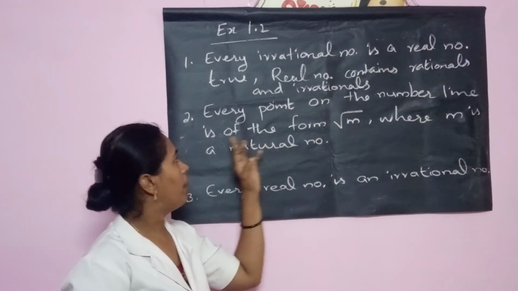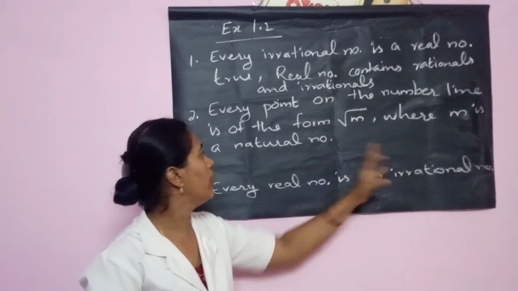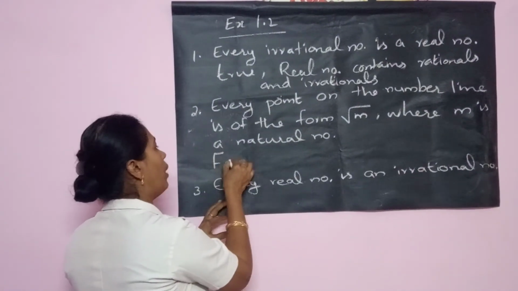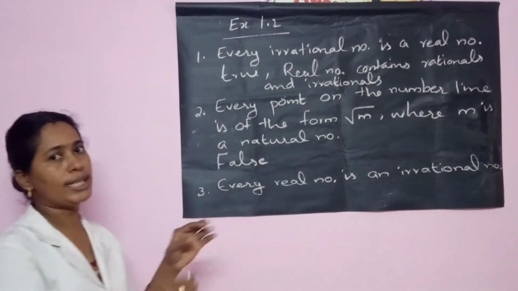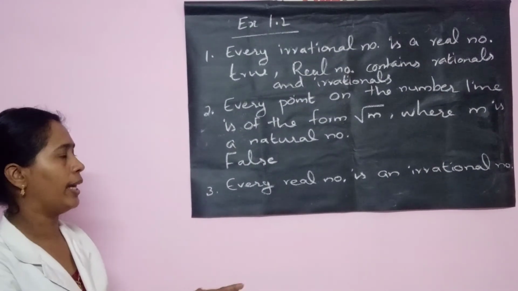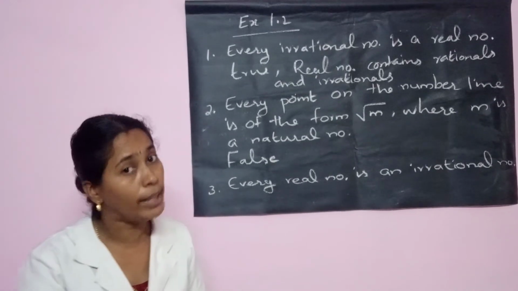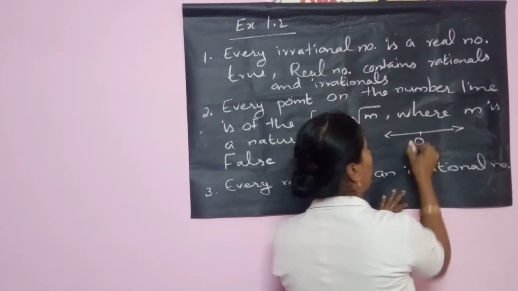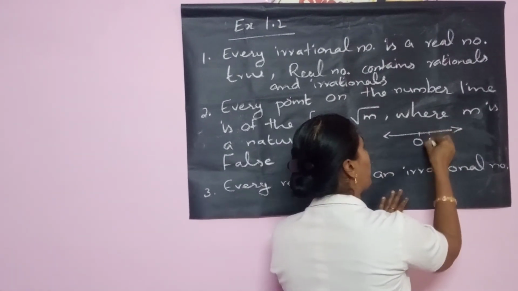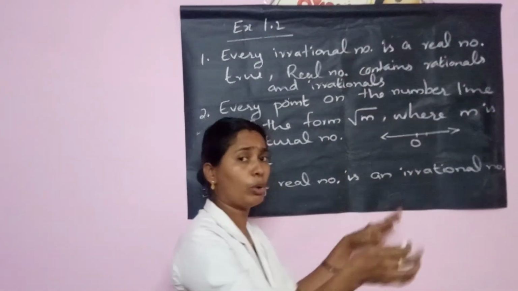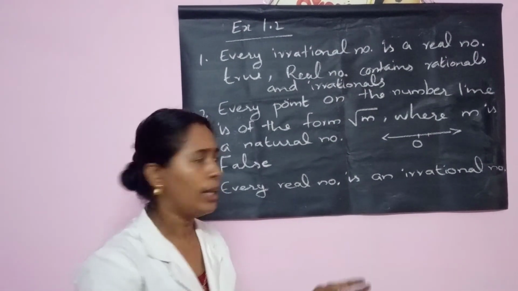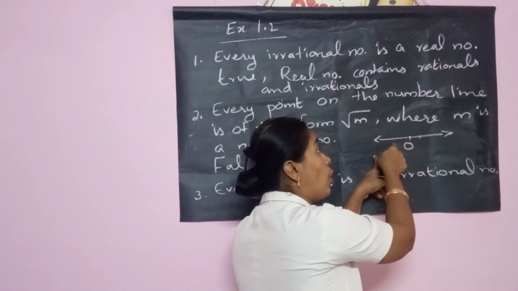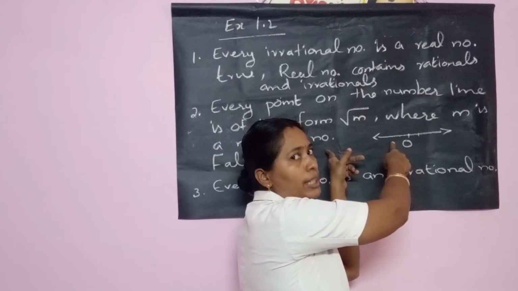Every point on the number line is of the form root m, where m is a natural number. This is a false statement. Why? See, when you consider any point on the number line, that should be of the form root m, they told. So, when you consider a number line, we can represent 0 somewhere in the middle. On the right side, we can put root 1, root 2, root 4, root 1.1, root of 1.3, etc. Any number you like. But for every number on the right side, there exists its own counterpart with a negative sign on this side. Isn't it?